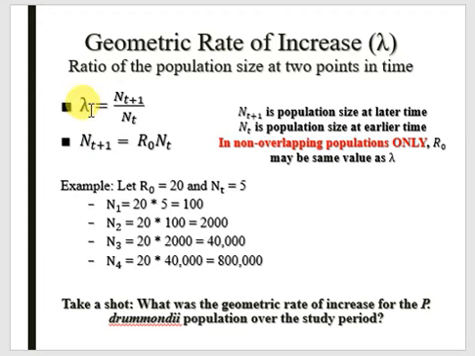So lambda, or your geometric rate of increase, is calculated as the division of nt, so that population size at an earlier time, divided by the population size at a later time. nt+1, when we're talking about our plants here, that would represent the total number of seeds produced by that population for that study year.